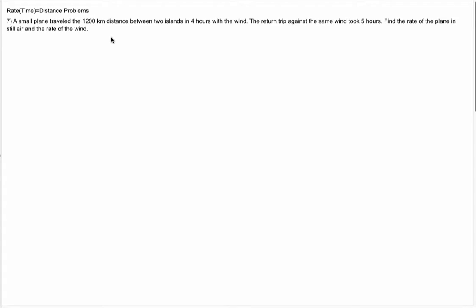A small plane traveled the 1,200-kilometer distance between two islands in 4 hours with the wind. The return trip against the same wind took 5 hours. Find the rate of the plane in still air and the rate of the wind.